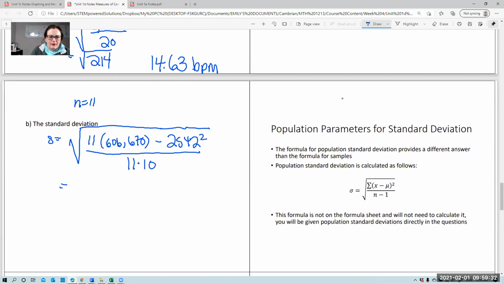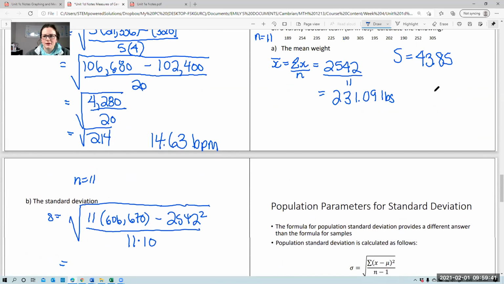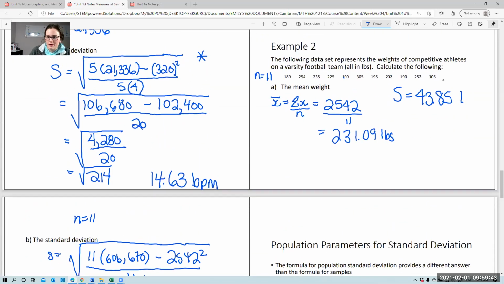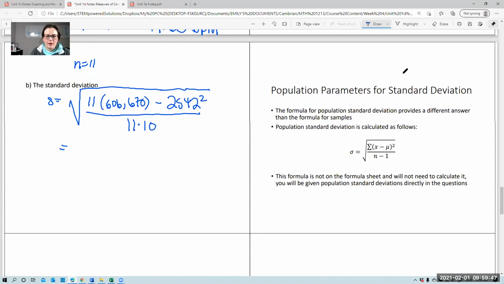So let's see if the longhand calculation actually matches Excel. Of course it should, and make sure you have your units. We're just going to do this for the sake of comparison and also for the sake of showing you that there's multiple different ways to get the standard deviation. You can use the formula or you can use Excel. Excel, of course, is much easier, right?